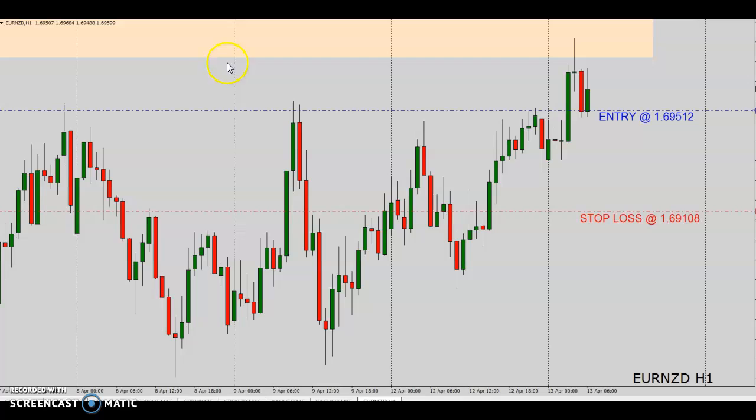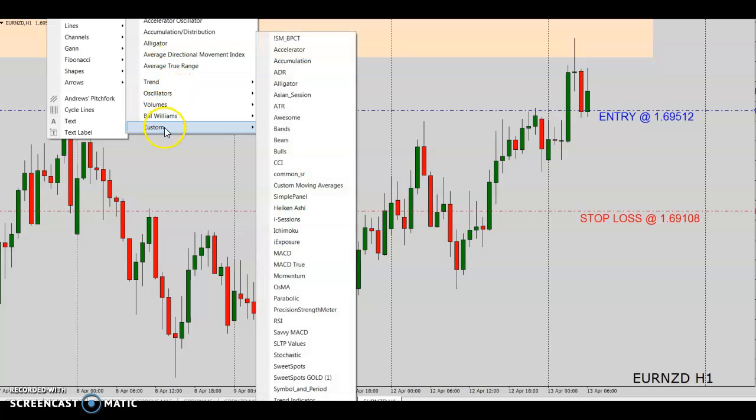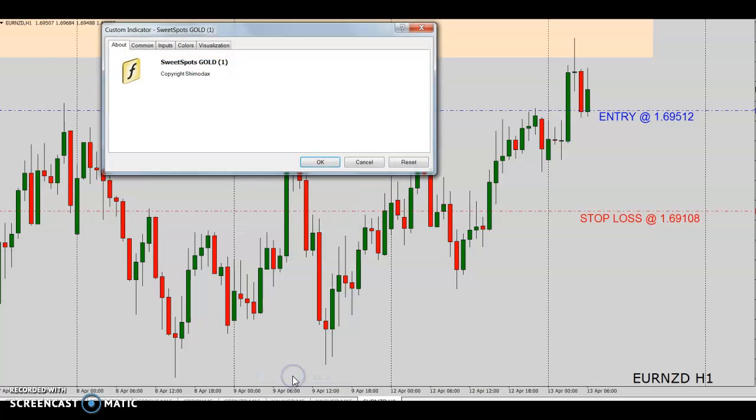First thing that I've done is add, trying to see here how to, there we go. First thing that I use is an indicator called sweet spots. And you could put gold in it, and that creates the best one that I've found.